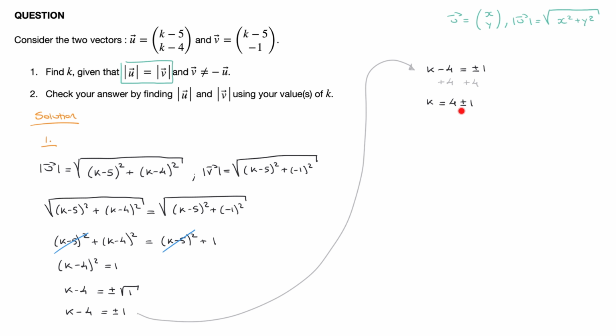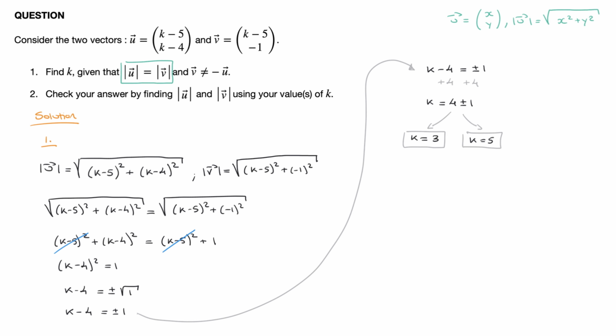And here, since we have plus or minus, we need to consider both possibilities. So let's see, one of them would therefore be k is equal to 4 minus 1. In other words, k is equal to 3. And the other possibility, well, that would be k equals to 4 plus 1. In other words, k would equal to 5. And so these two values of k are the solutions to the equation we started off with here.